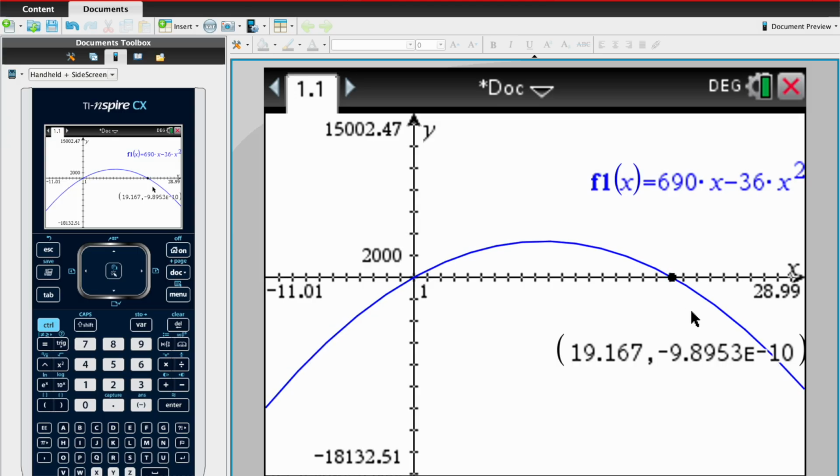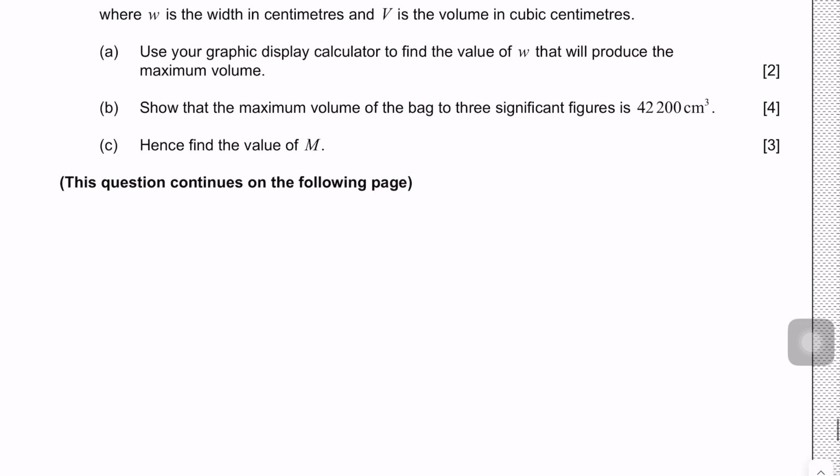So what does that mean in practice in terms of finding a maximum? It means that we're going to have an increase in volume all the way to the point of 19.167. That's the width that is going to maximize the volume of this suitcase. So let's go back to the document and write that out. Find the value of w that will produce the maximum volume. w is equal to 19.167, that would be 19.2 centimeters.